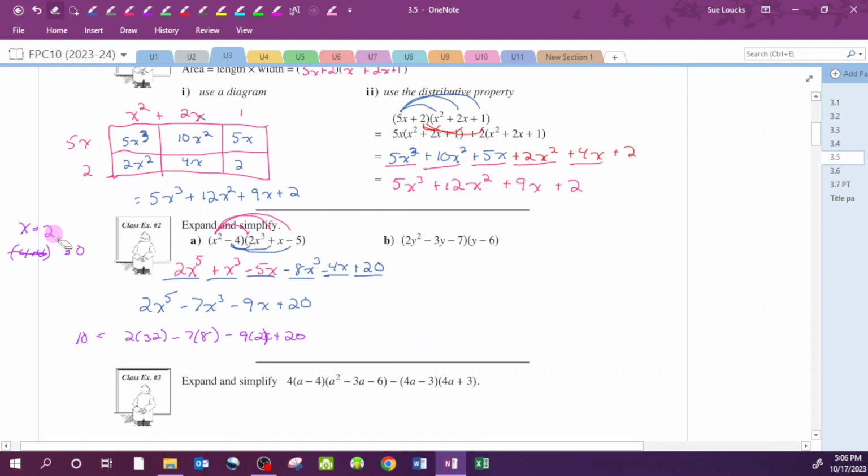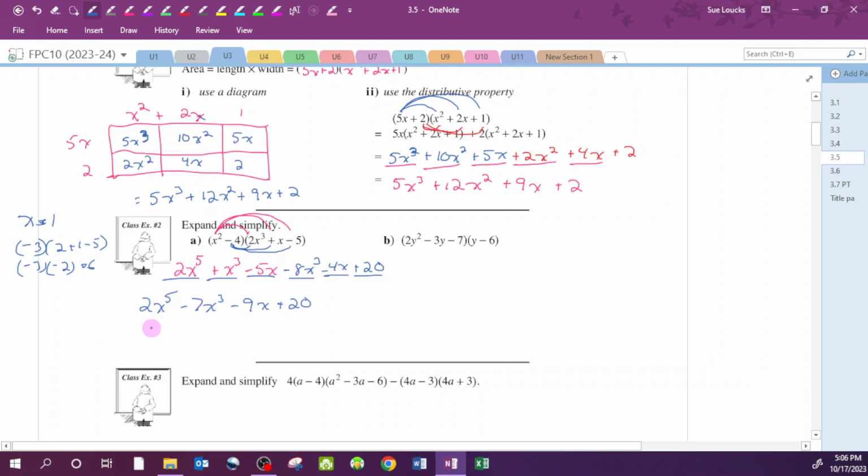So I'm going to erase that, and then just for fun, I'm going to try this with x equals 1. You don't need to write this down, but just watch this. So this is going to be 1 squared, which is 1 minus 4, so that's negative 3, times 2 times 1 is 2 plus 1 minus 5. So that's negative 3 times 3 minus 5 is negative 2, so that equals 6.